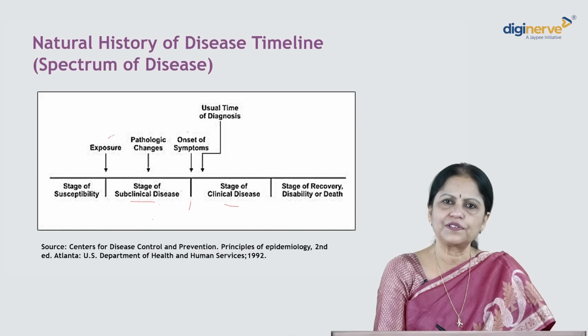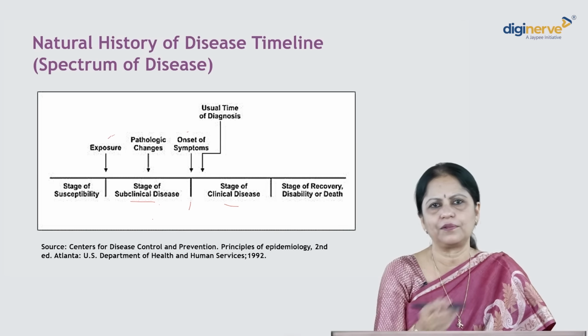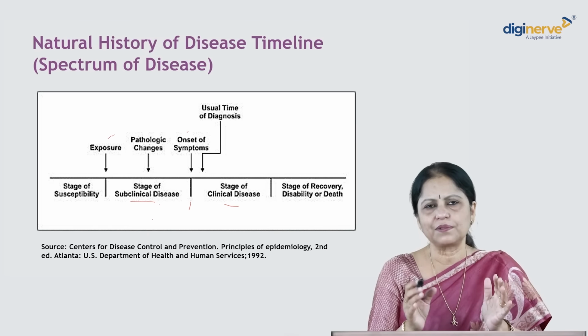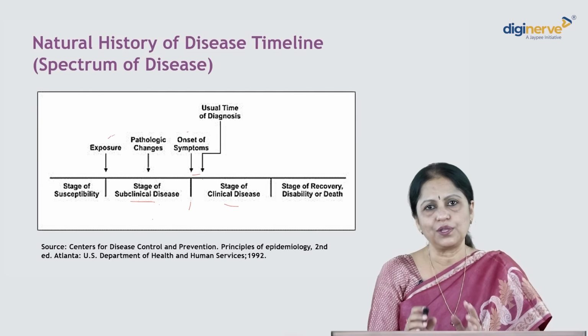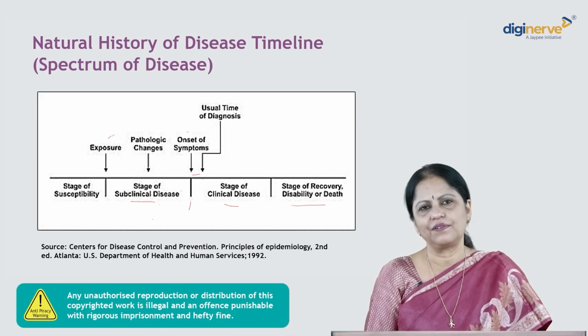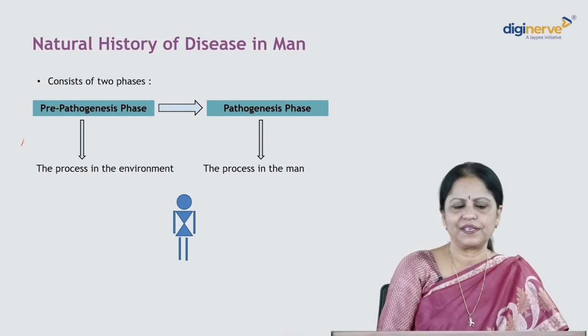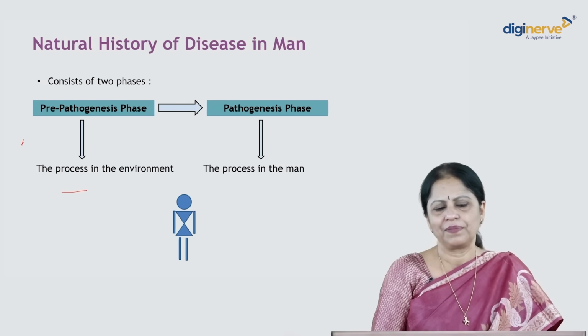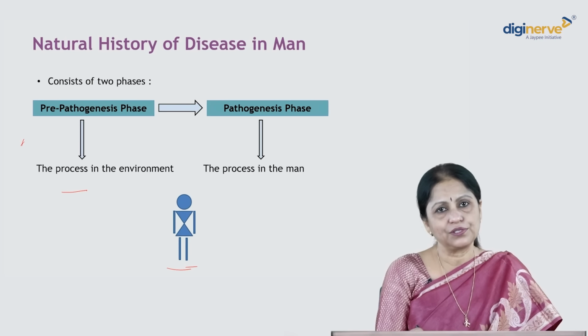From the onset of symptoms, this is the usual time of diagnosis, because as soon as the person gets to know, he doesn't come running to the health system. He takes some time. Then this is the usual time of diagnosis when we know that this person has the disease. And then treatment is initiated or not. Then the stage of recovery, disability or death happens. So natural history of disease in man consists of two phases. One is the pre-pathogenesis phase, that means the process in the environment. And then the disease agent enters the man, and the pathogenesis phase starts, that is the process in man.